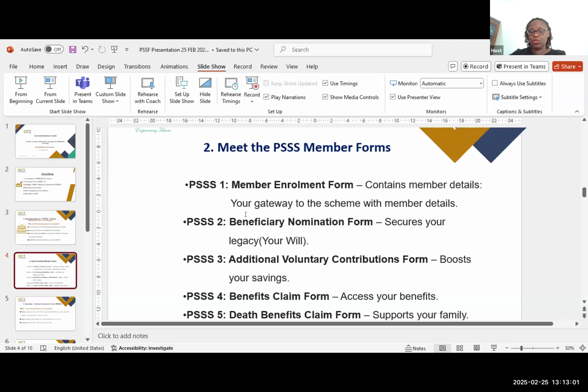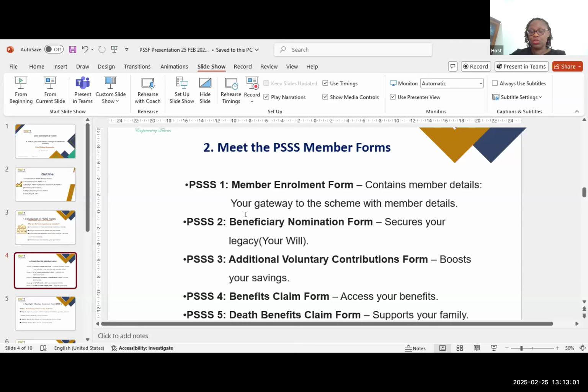Then we have our last form, which is the death benefits claim form, which is the PSS5. This form, as we put there, you can see it supports your family. In case something happens to you, this is the form that is used to inform us that this is what has happened and these are the people that you will pay. And the death benefits claim form is tied to the beneficiary nomination form. The people you nominate, your nominated beneficiaries, are the ones who complete the death benefits claim form.